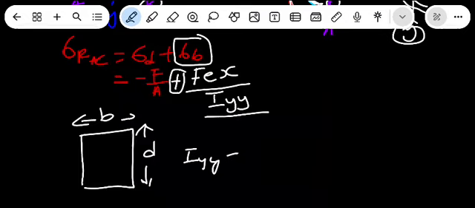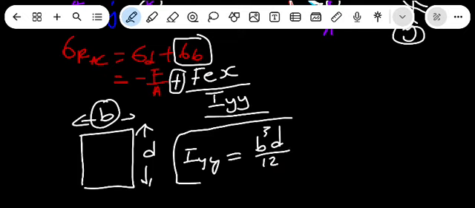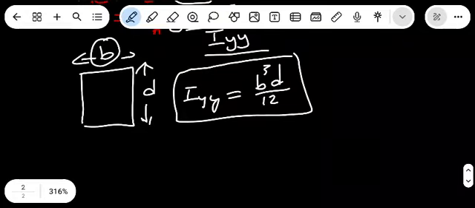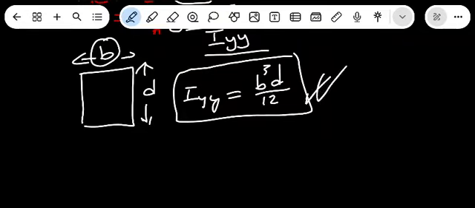IYY will be B, isn't it? B cubed. D, you leave it because it's a Y part. Divide by 12. This is how you calculate the moment of inertia there. Okay, that is how you calculate the moment of inertia. So that is our moment of inertia.